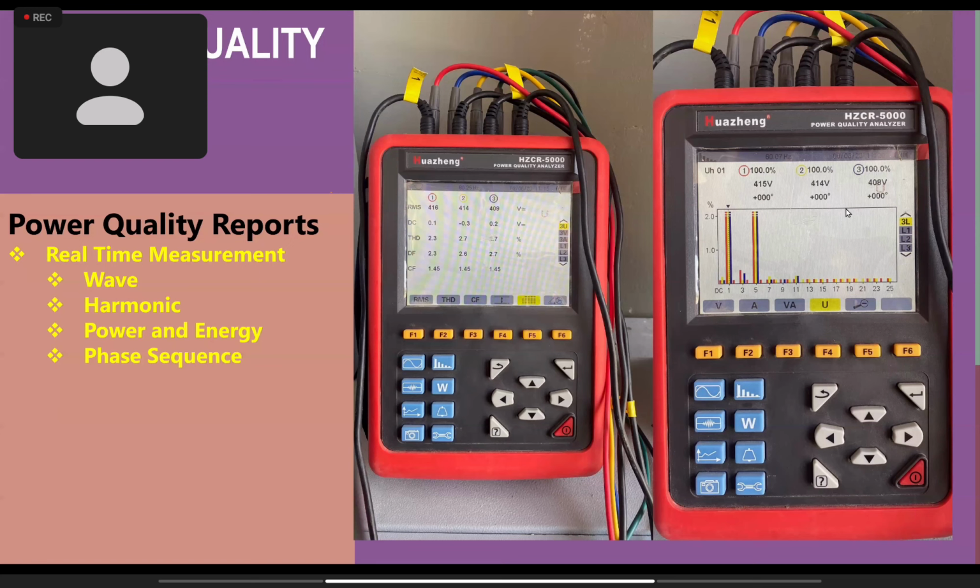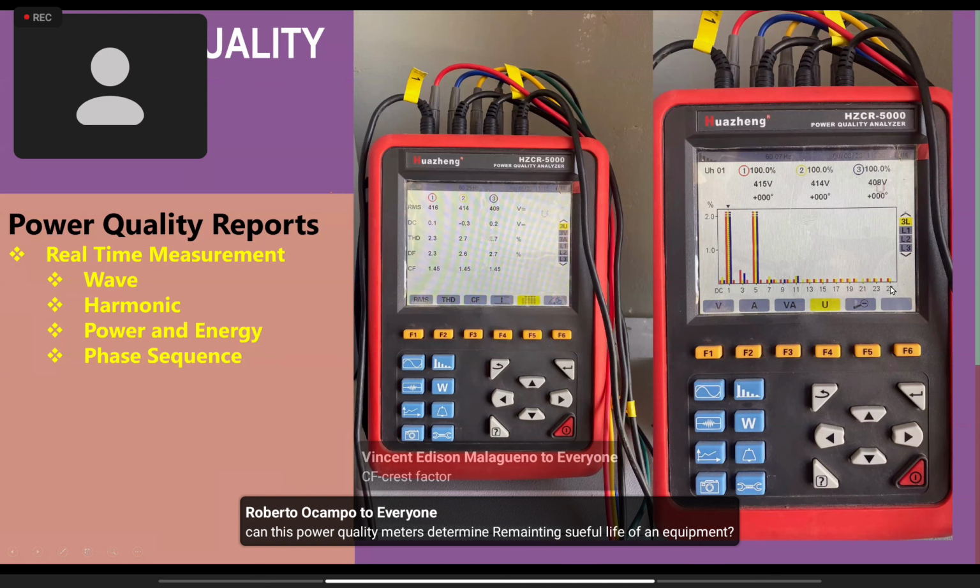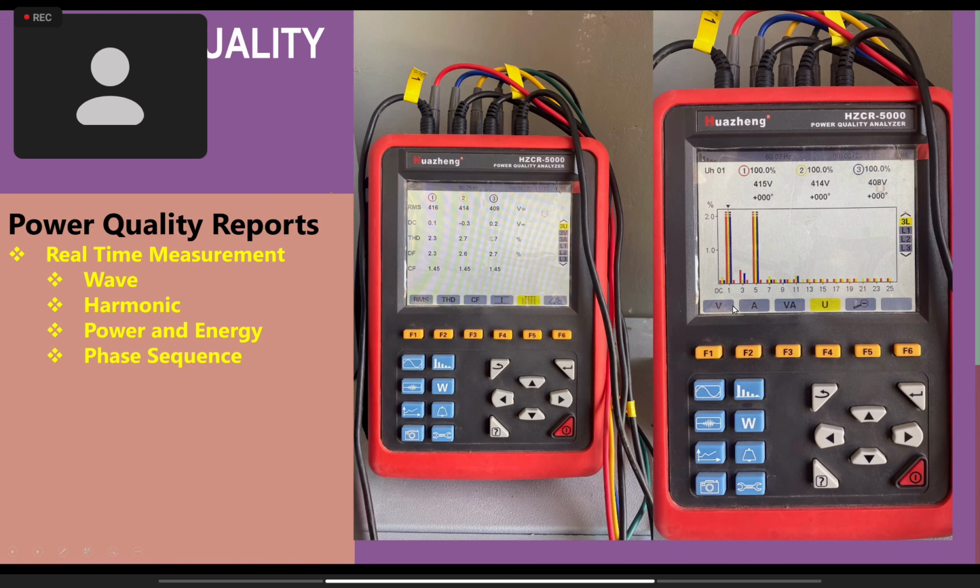And also we can generate the graph for the harmonic spectrum from level 1 up to 50. Mataas na masyado, kaya maliit yung ating screen, can only reflect up to 25. Pero maliliit naman yung mga values nila in order for us to consider also the assessment. So, yun yung makikita natin sa ating power quality analyzer. This is for the voltage. You can also pick the VA, amperes, and the voltage, phase voltages.